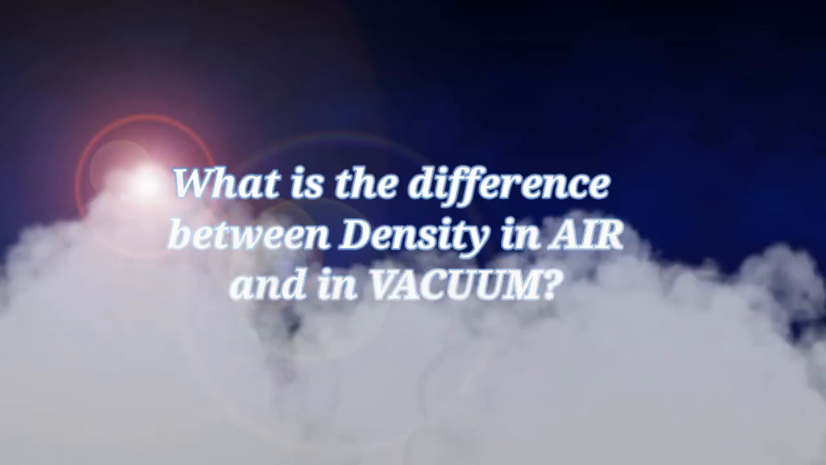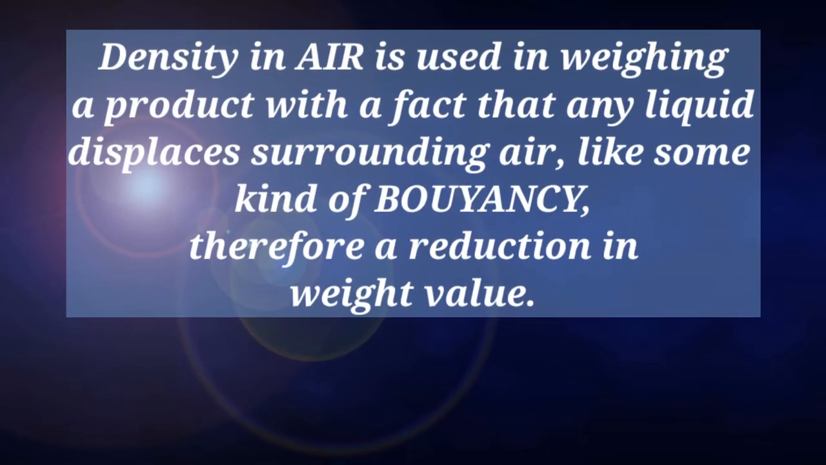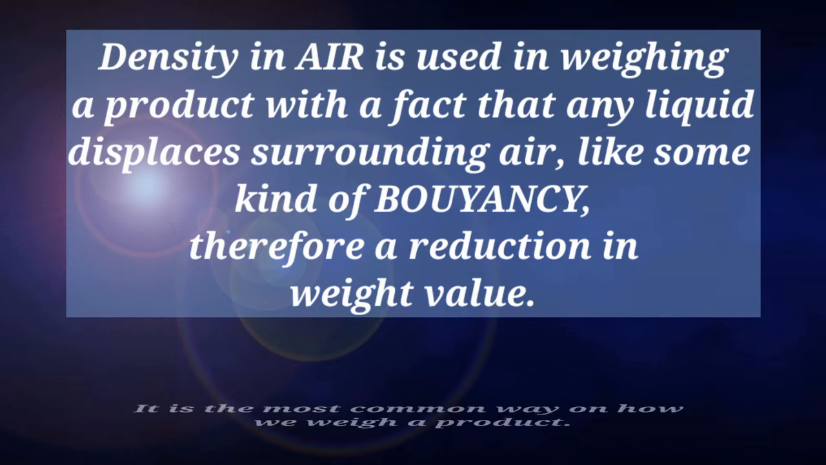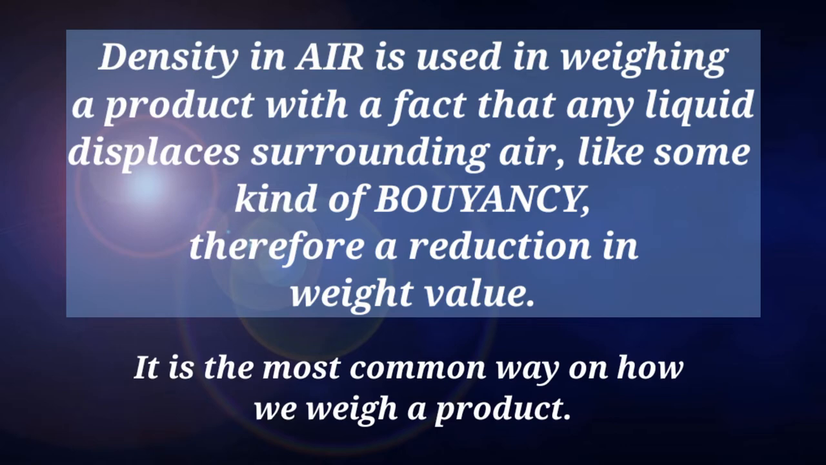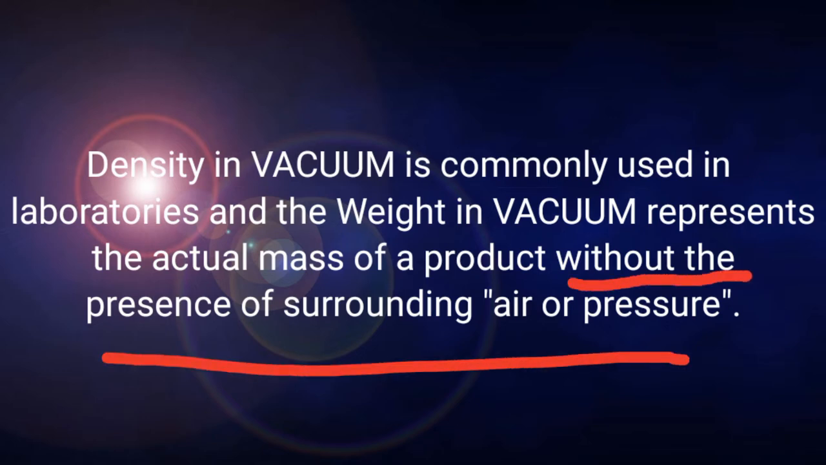The difference between densities in air and vacuum is that density in air is used in weighing a product, with the fact that any liquid displaces surrounding air like some kind of buoyancy, and therefore a reduction in weight value. It is the most common way we weigh a product. On the other hand, density in vacuum is commonly used in laboratories, and the weight in vacuum represents the actual mass of a product without the presence of surrounding air or pressure.